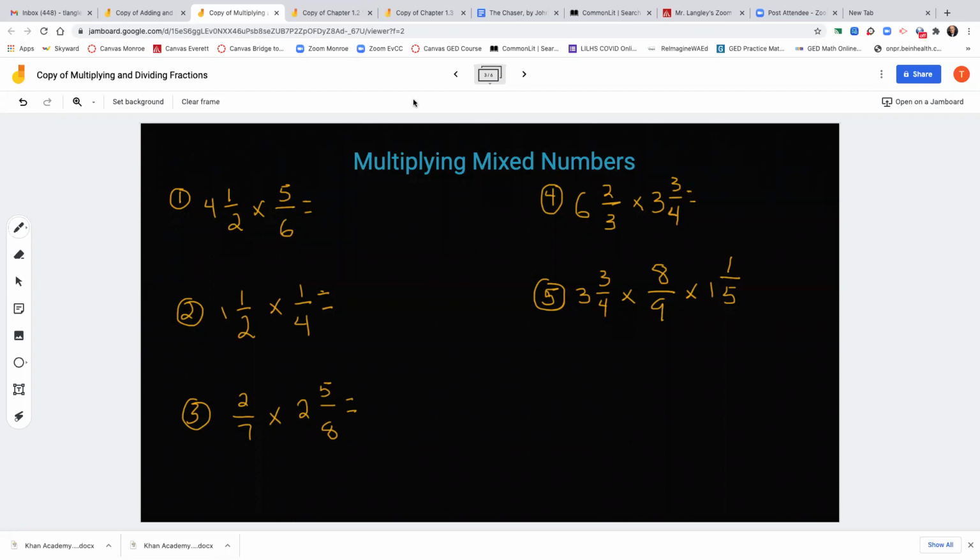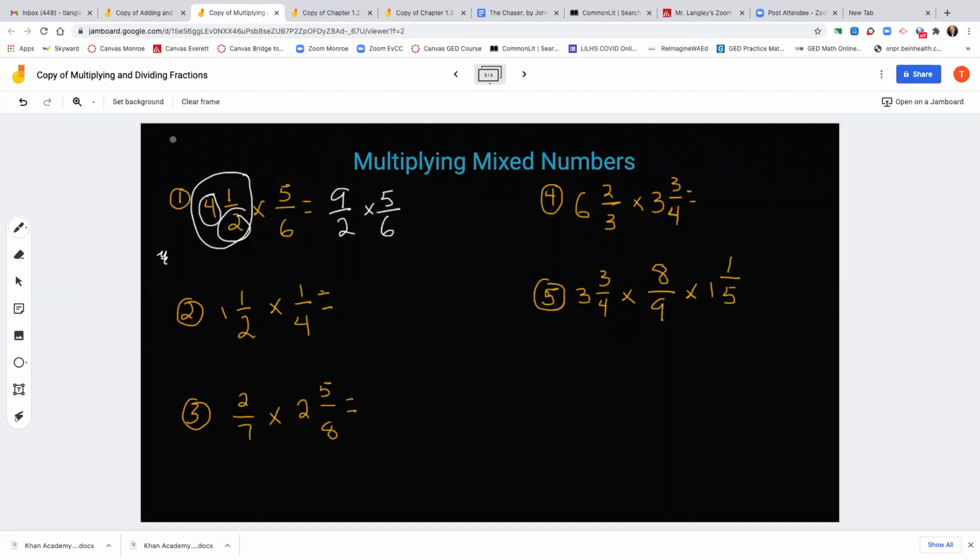Okay, that's 60 seconds. Let me talk to you guys a little bit about this. Mixed fractions, you can't multiply them until you change them into what's called an improper fraction. So look over here, I've got number one, I've got 4 1/2. I'm going to multiply the bottom number times the whole number, and that gives me 8. And I'm going to add the top number, the numerator. That gives me 9. So this becomes 9 over 2, times 5 over 6.